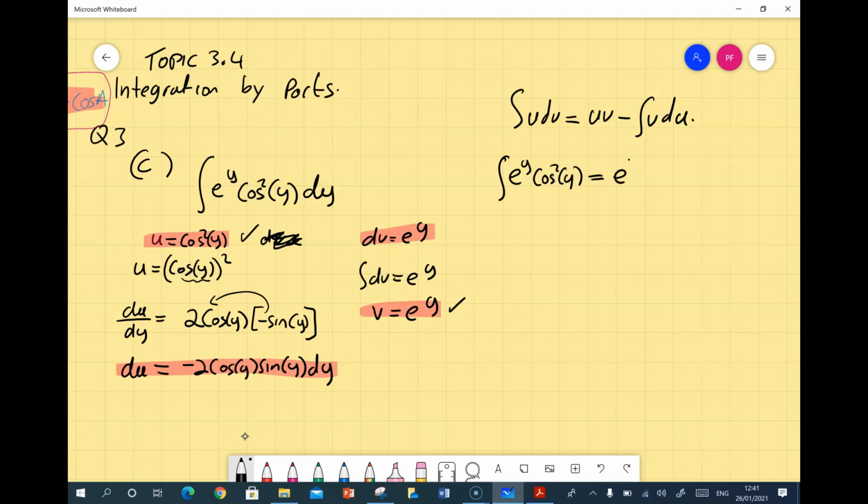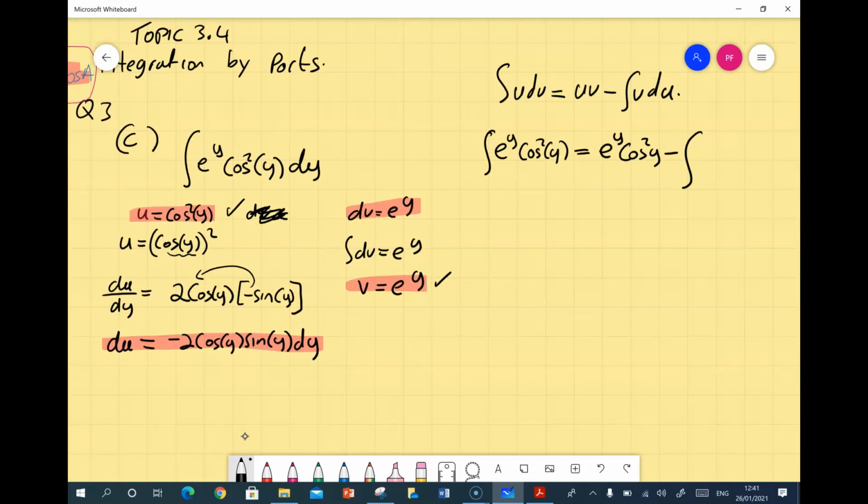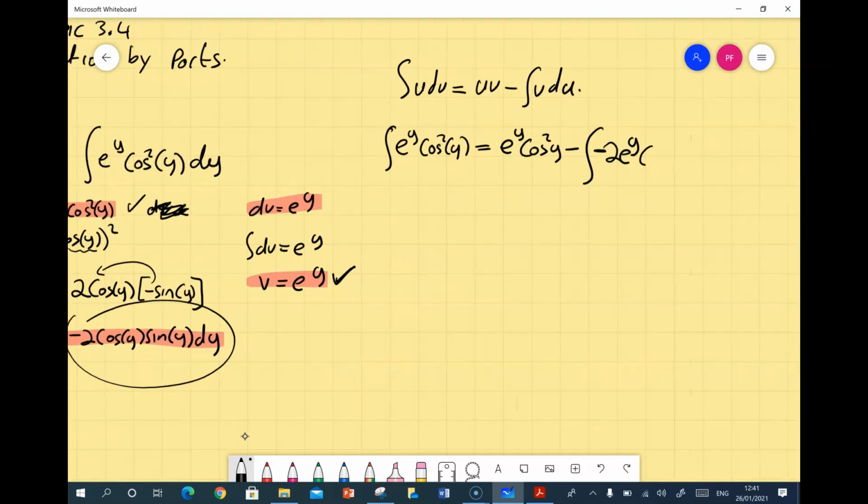So I'll write it the other way around: e to the power of y cos squared y minus the integral of v du. So v du is e to the power of y by minus 2 cos y sine y. So I'll put my minus at the very front there, and my 2 as well: e to the power of y cos y sine y dy.